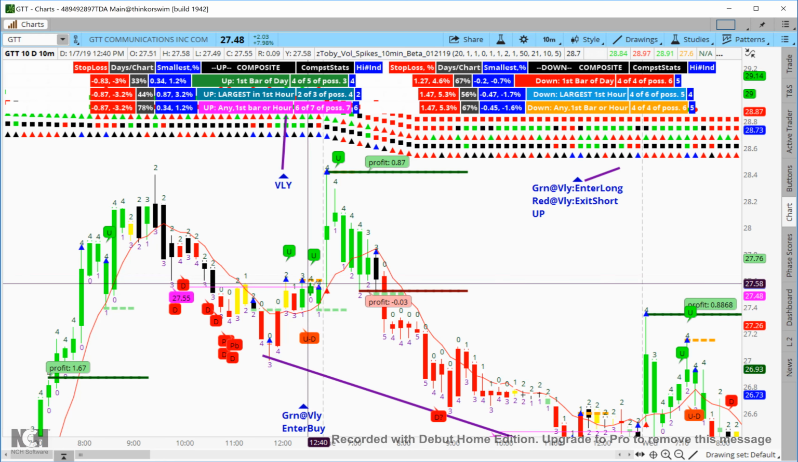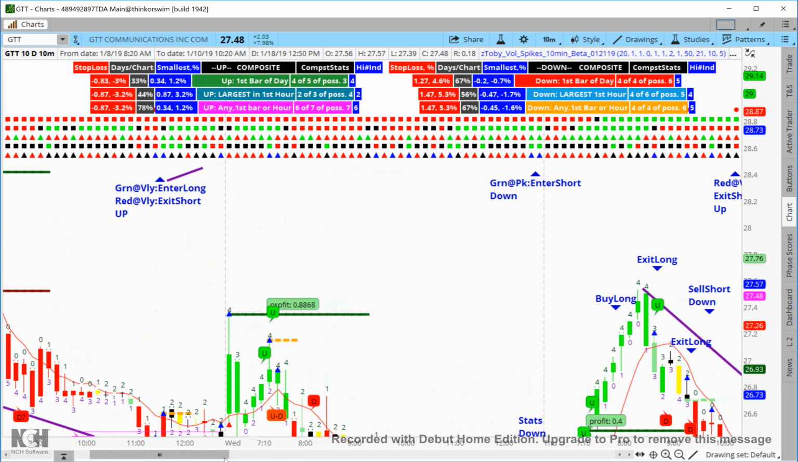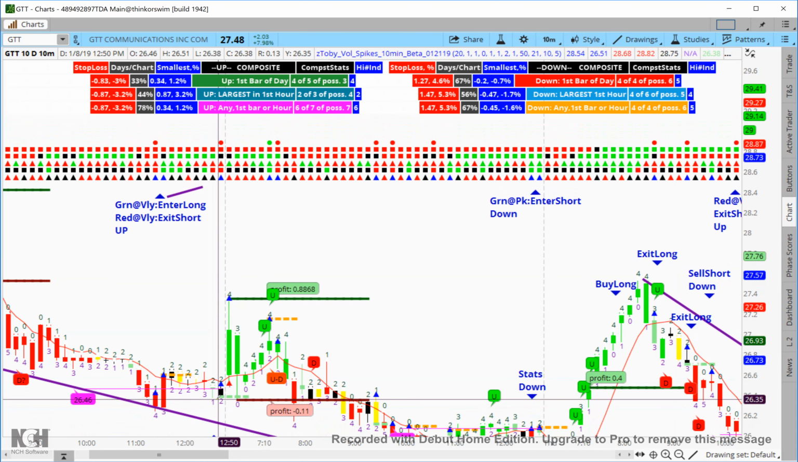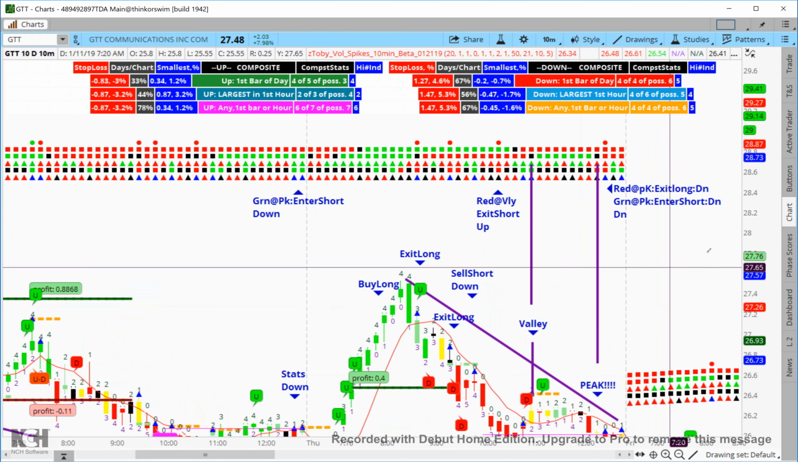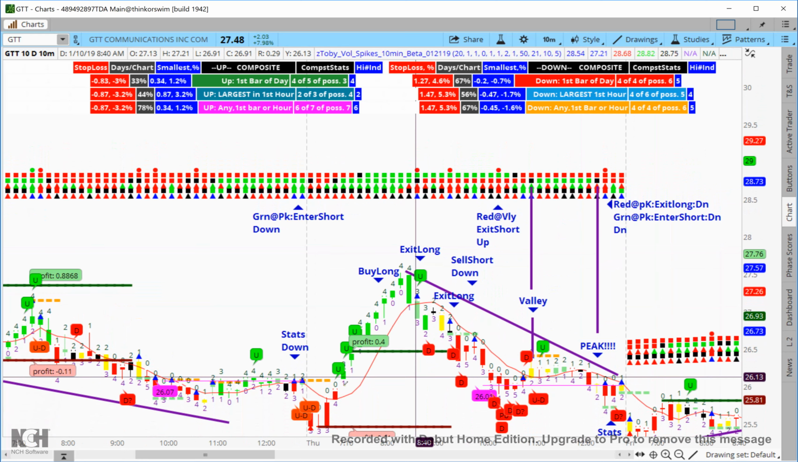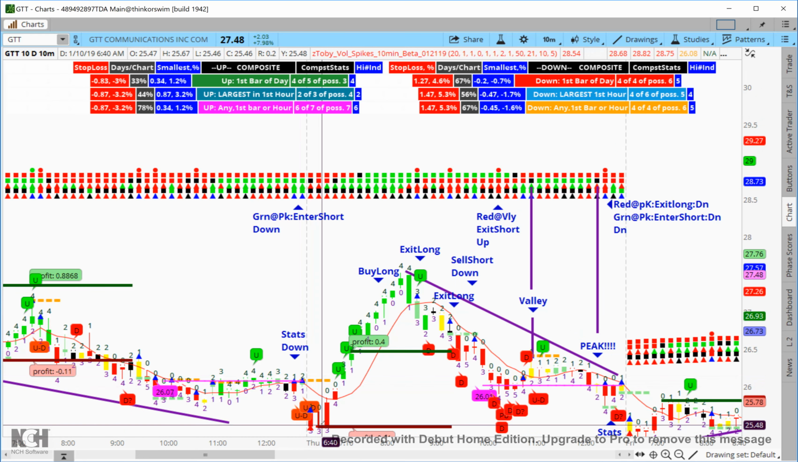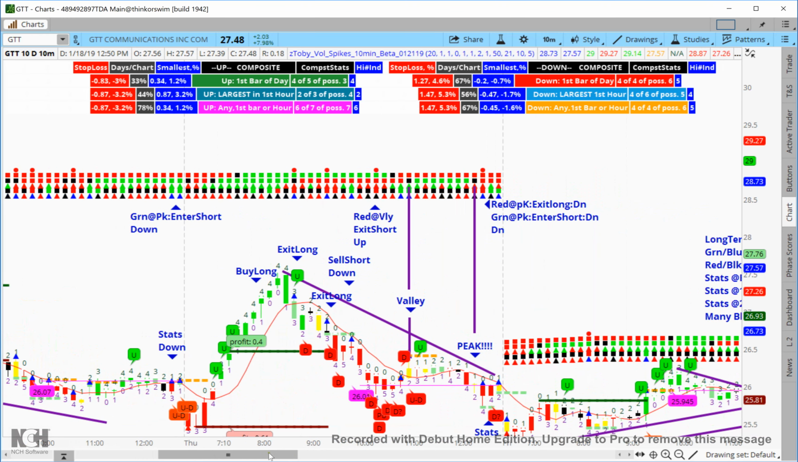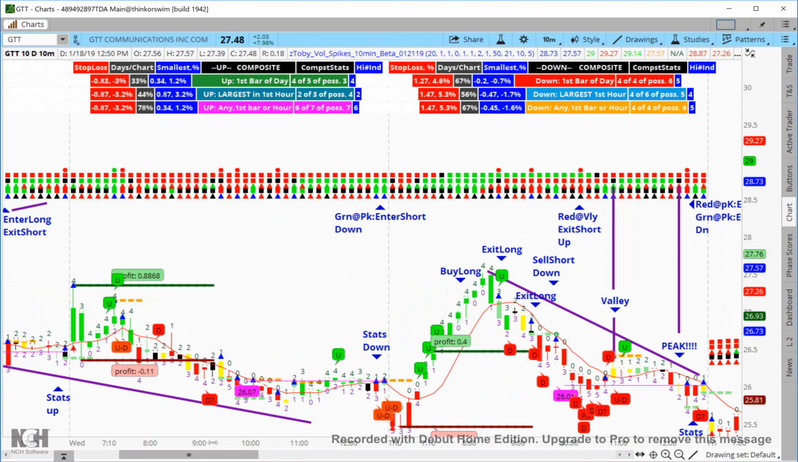In this case it says 4 and 0, so it thinks it's going to go up. This one here says 2 and 1, so it thinks it's going to go up. This one says 1 and 3, so it thinks it's going to go down. Got it? That's how it works.